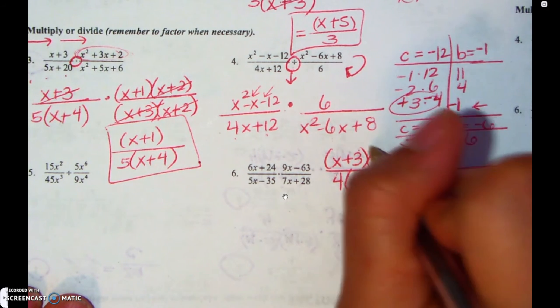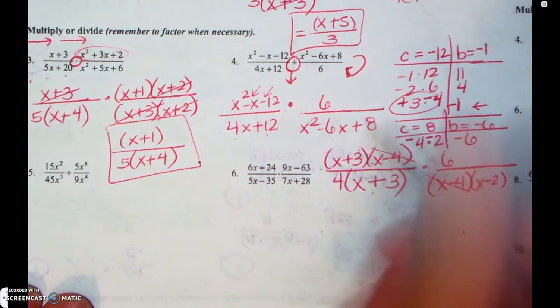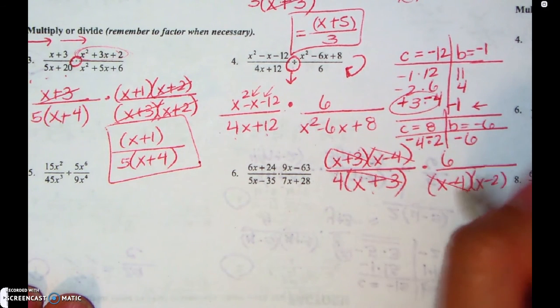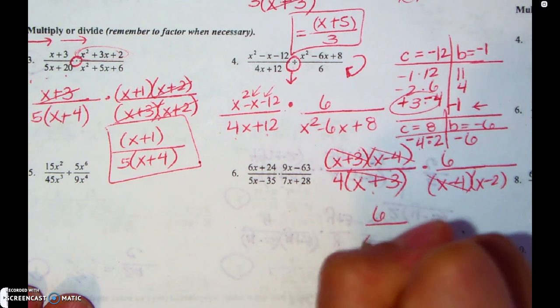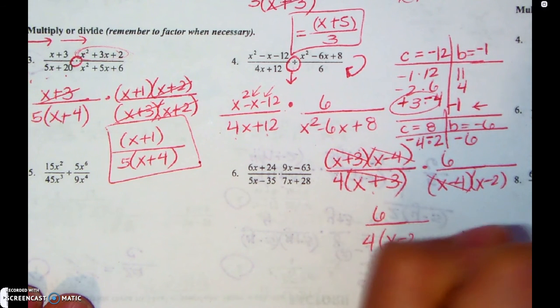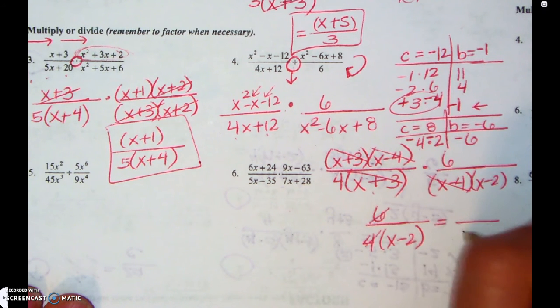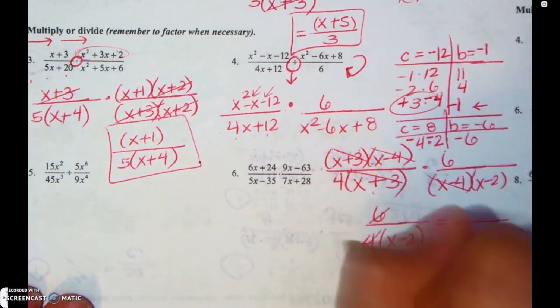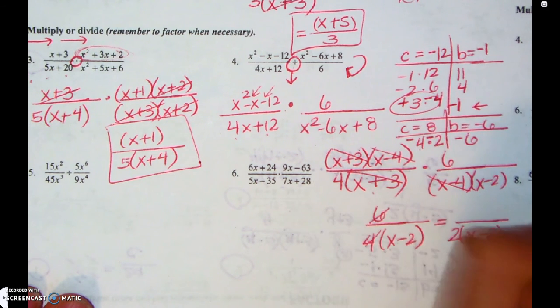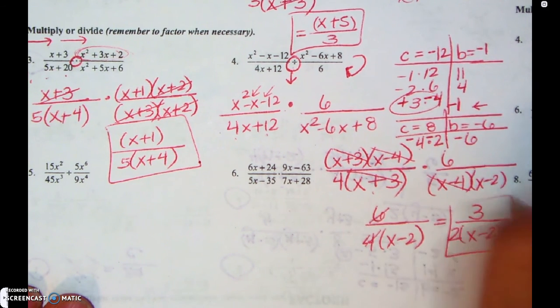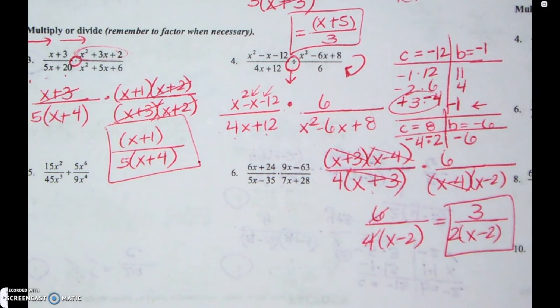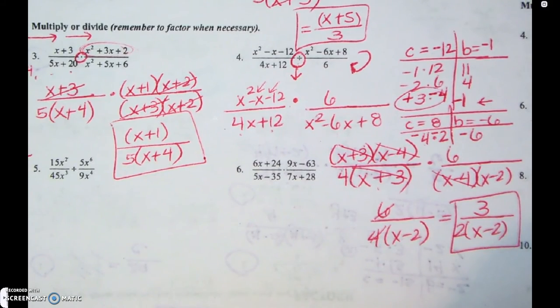I can now cancel out the x minus 4 and the x plus 3, and I'm left with 6 over 4 times x minus 2. I can reduce this fraction by 2. So I'm left with 4 divided by 2 is 2, and 6 divided by 2 is 3. My final answer. I know I'm going fast through this, so you can always rewind, you can always pause, you can always slow down the speed of my voice.